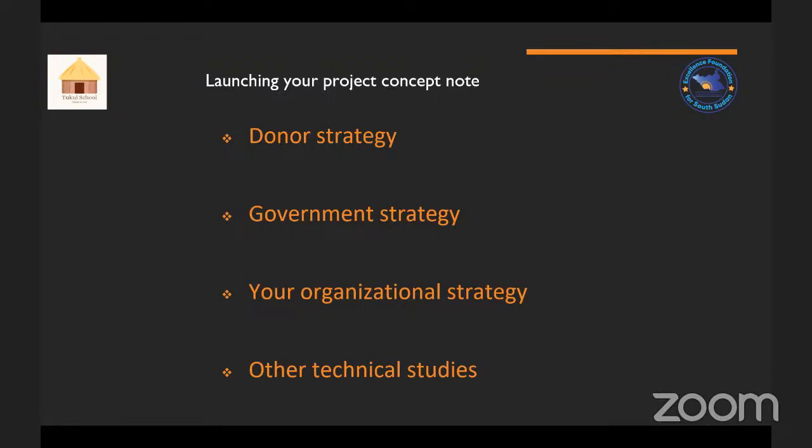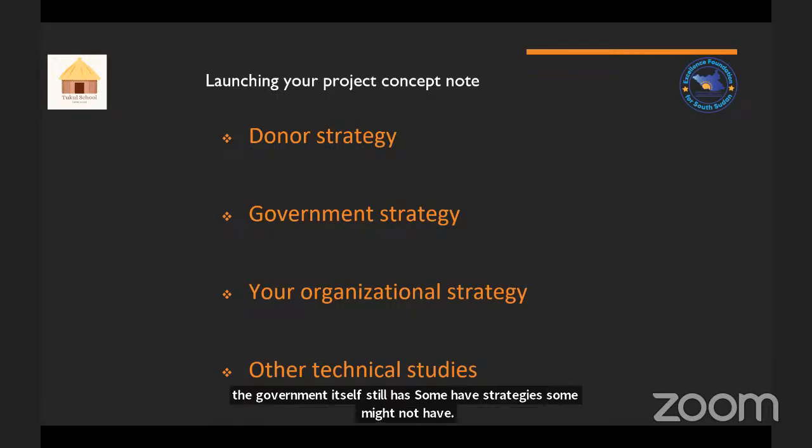The donor priorities are also very important, and the context, because they are also guided by the context. All right. So do not launch good proposals or good concept notes if you have not seen the donor strategy. Government strategy, I added this. I know most of our ministries or the government itself, some have strategies, some might not have.